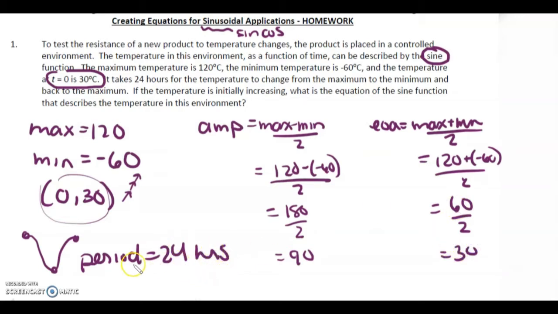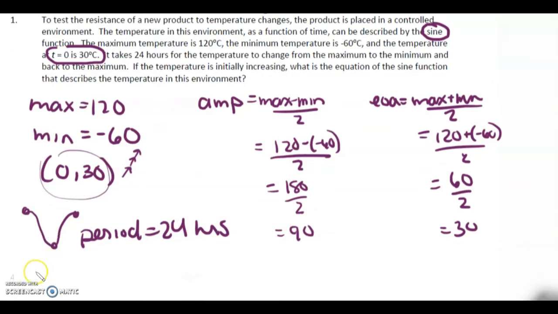Now the period's 24 hours. In order to get information for our equation, our K value is going to be 360 divided by 24. If we go 360 over 24, I get 15. So in the equation, we're going to deal with a 15.